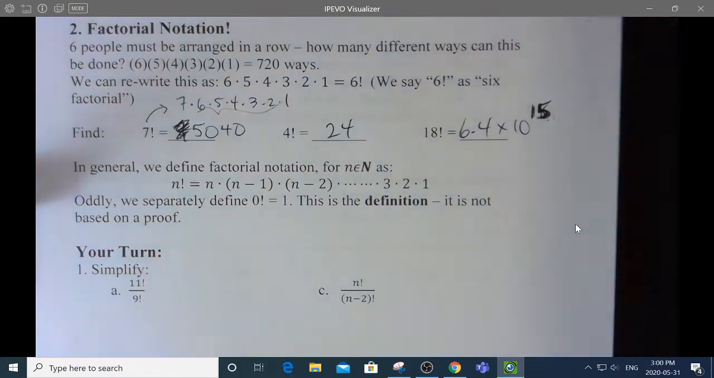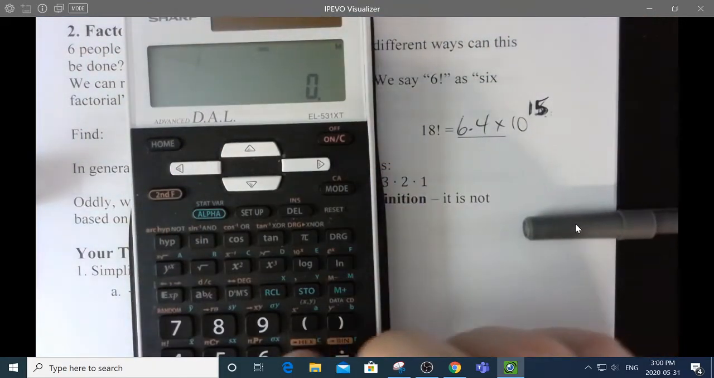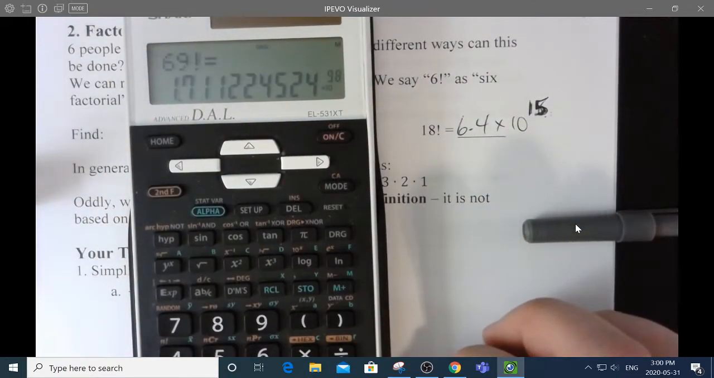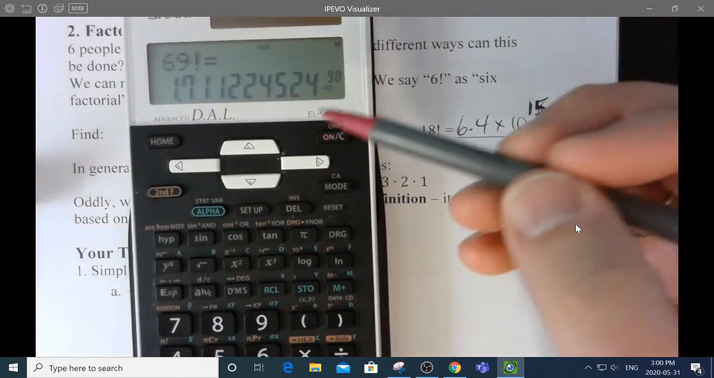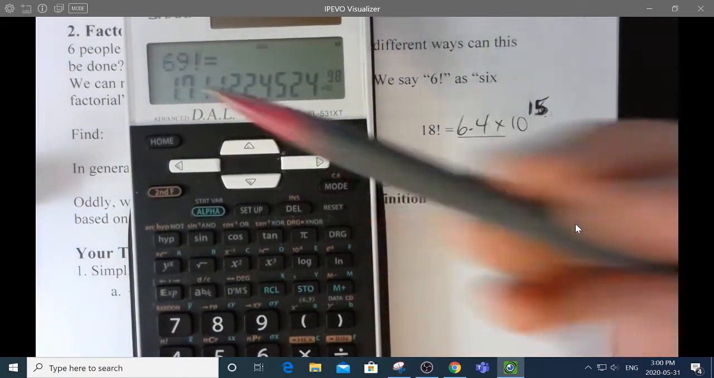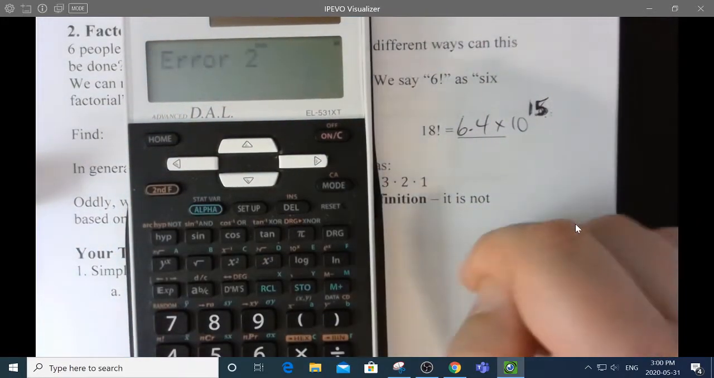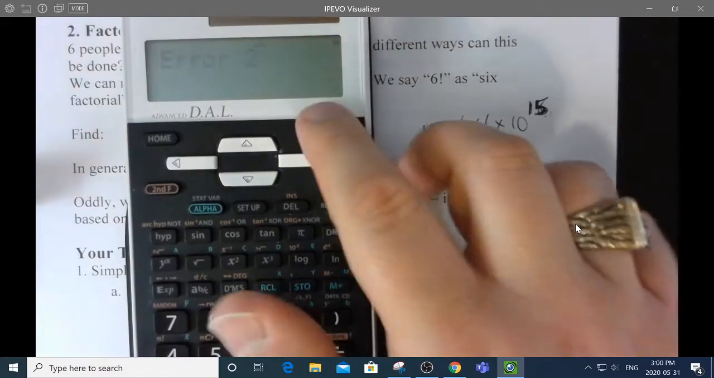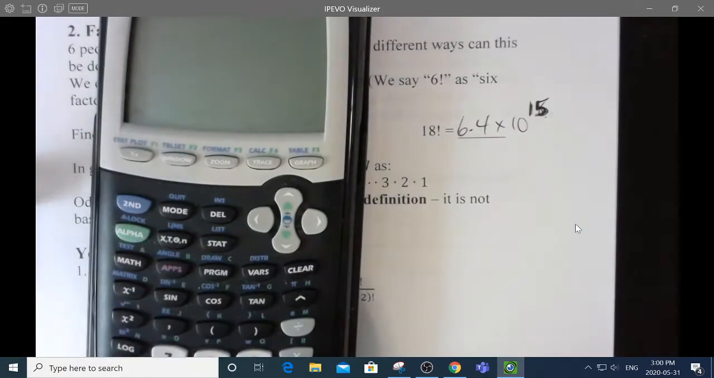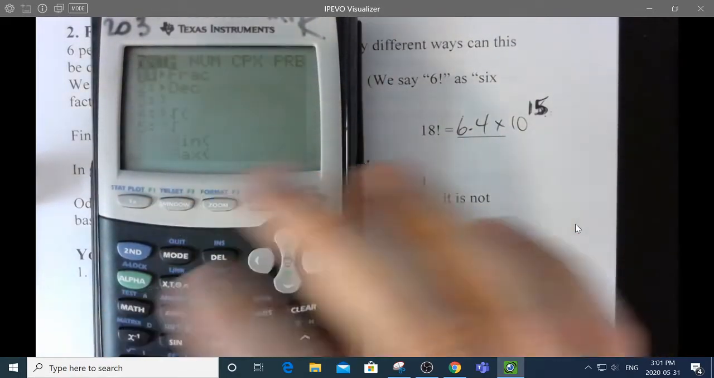In fact, I think on your average calculator, I think 69 is about the biggest factorial you can do. 69 factorial. And there you go. 1 times 10 to the 98. If you want a number that's bigger than 10 to the power of 100, I don't think these calculators can handle it. So let's try it. 70 factorial. Error 2, overflow error. I think this one would be the same way. I think the big fancy grapher can go a bit bigger because it's got a little more power to compute here. So let's see, what is 70 factorial?